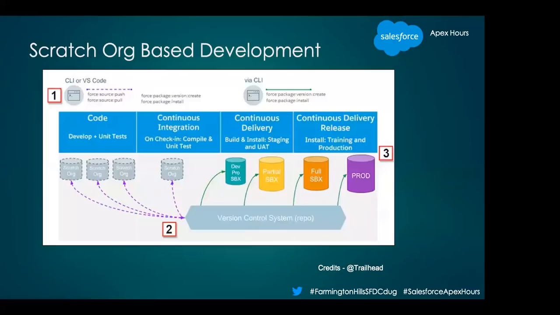So that is the difference between unlocked packages and unmanaged packages. Unmanaged packages do not allow you to upgrade, while the new unlocked packages allow you to upgrade. So that means unlocked packages are also suitable for system integrators. So this is the scratch org based development model.